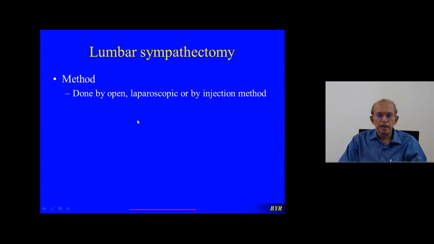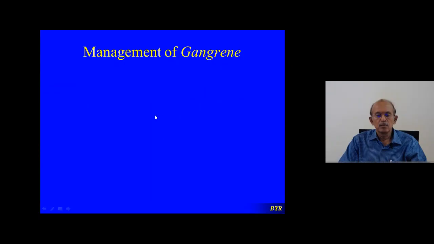It is done by open, laparoscopic, or injection method. So that is about the pregangrene stage. A patient with Buerger's disease in the pregangrene stage, you can give the general measures, plus you may try sympathectomy. That may give some relief, but you must caution the patient that the relief may not be as much as expected.